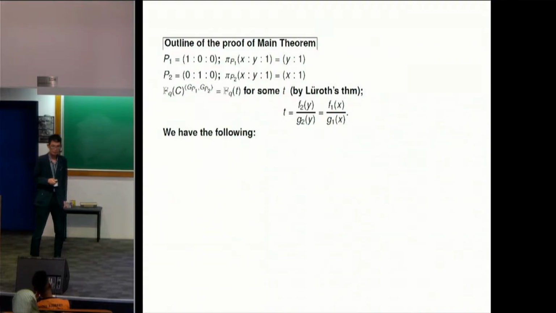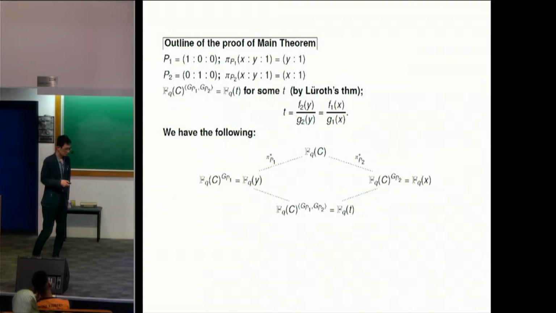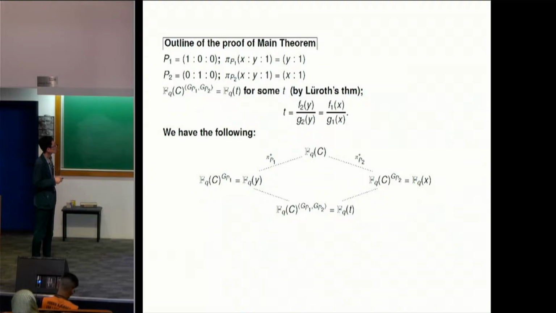We have the following diagram. This is the function field of C. This field is coming from Galois point P1. This is coming from Galois point P2, and this is coming from the generated group. T is represented by two functions, these guys.